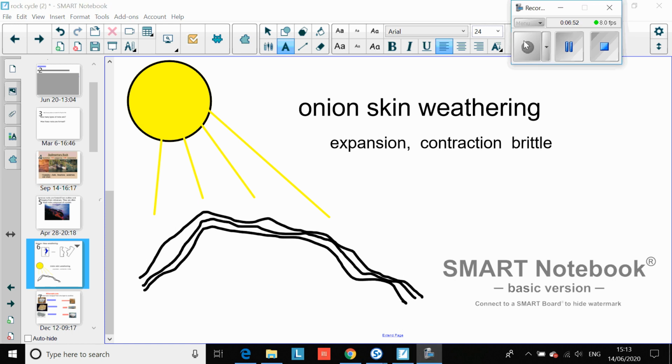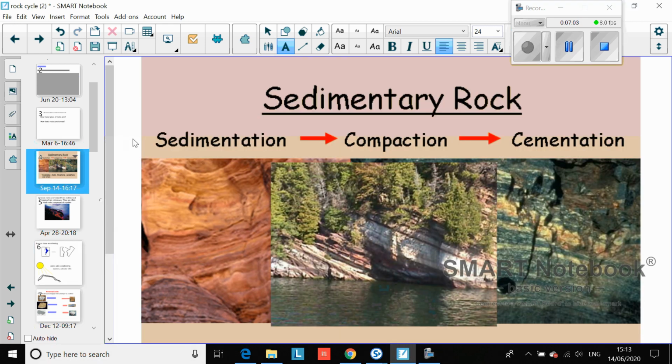Okay, welcome back. So what can happen to our rocks? These bits of broken rock, well, we call these broken bits of rock sediment. And from them we can form new rocks called sedimentary rock.